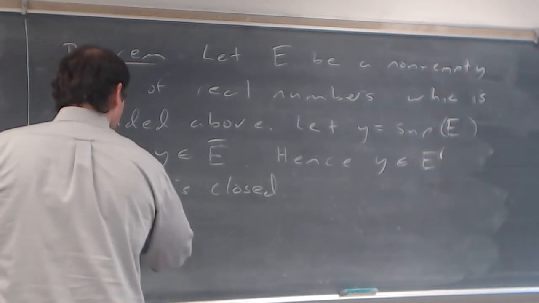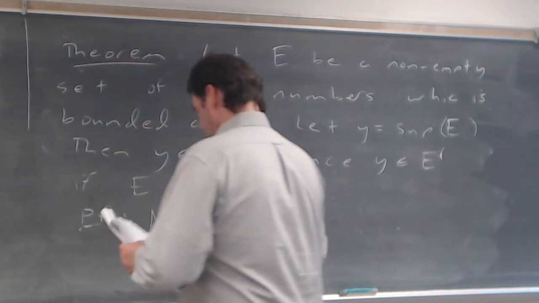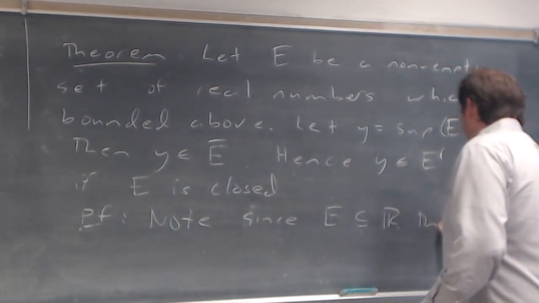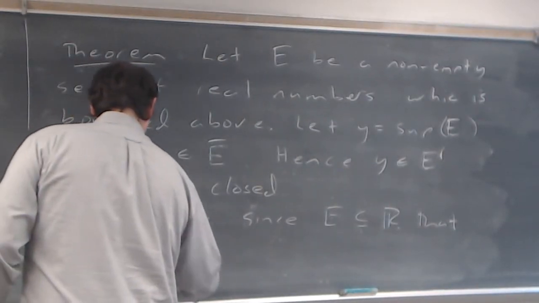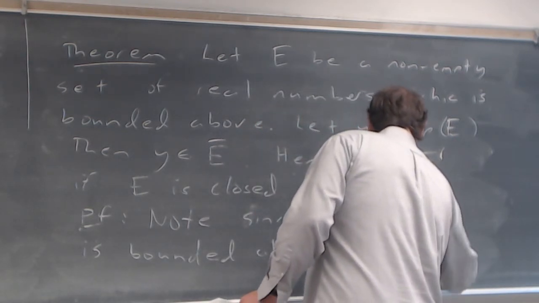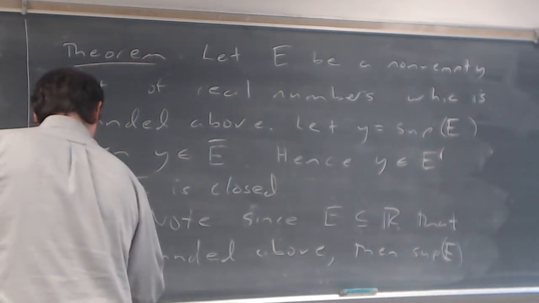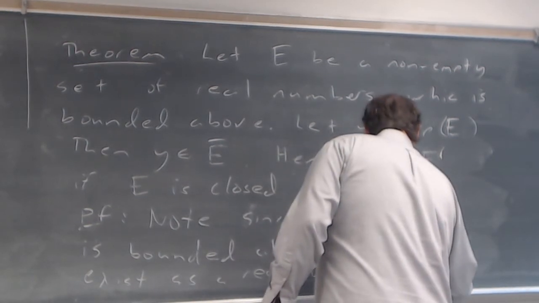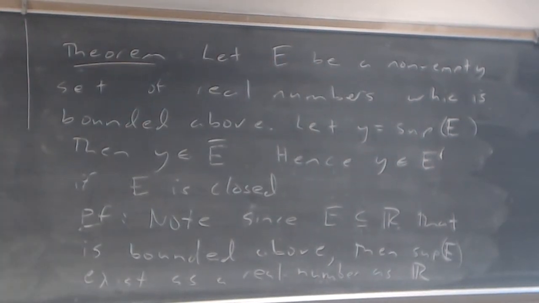Let's first of all work on the existence of y, the supremum of E. So note, since E is a subset of real numbers that is bounded above, then the sup of E exists as a real number, as the set of real numbers R has the LUB property.